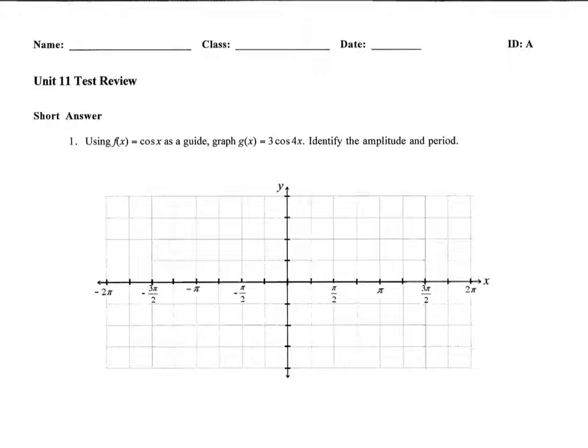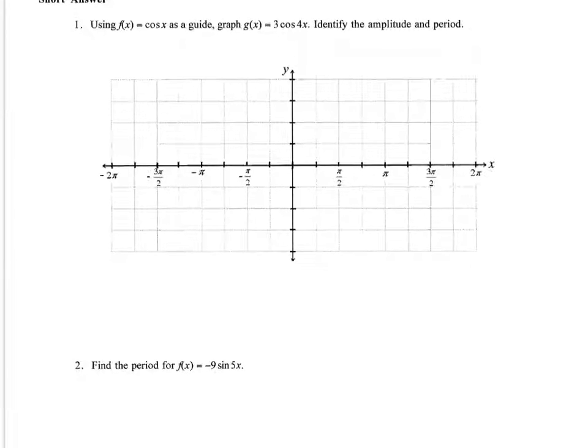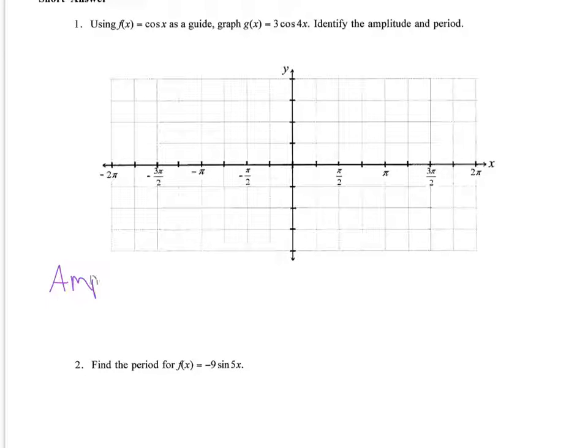Unit 11 test review. Number 1. Using f of x equals cosine of x as a guide, we want to graph g of x equals 3 times the cosine of 4x and identify the amplitude and the period. So identifying the amplitude, it's always the absolute value of a, where the value of a is the number that the function is being multiplied by, which is 3. So we know that our amplitude is 3.